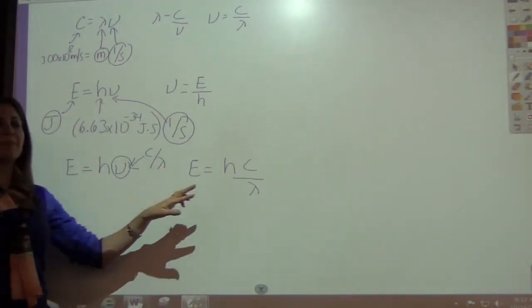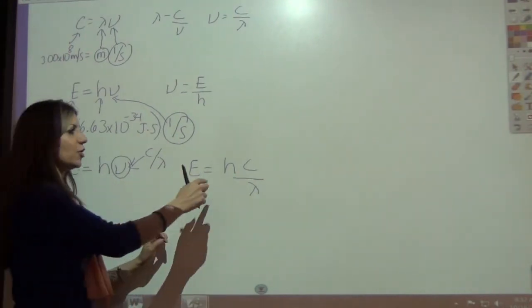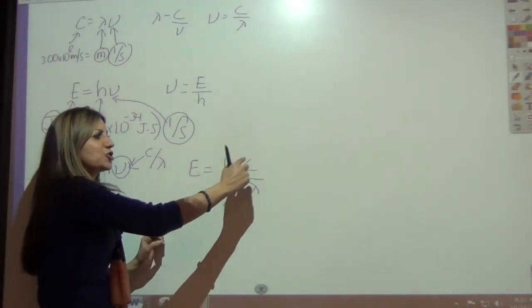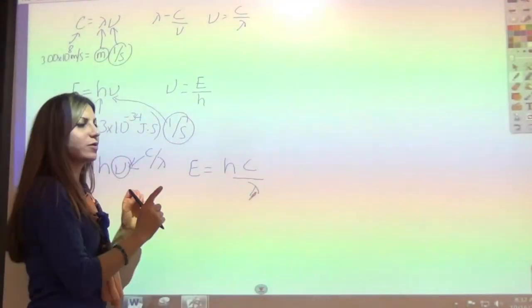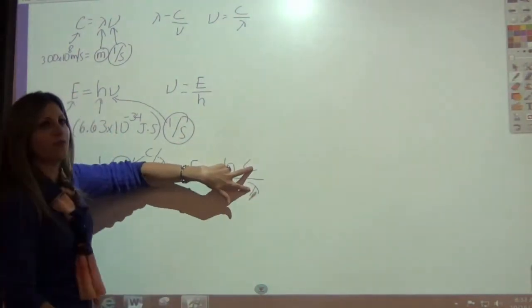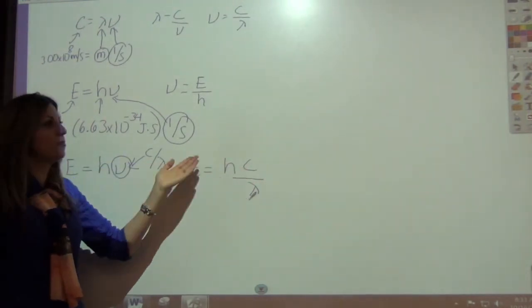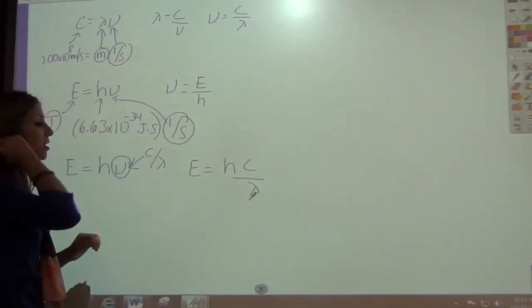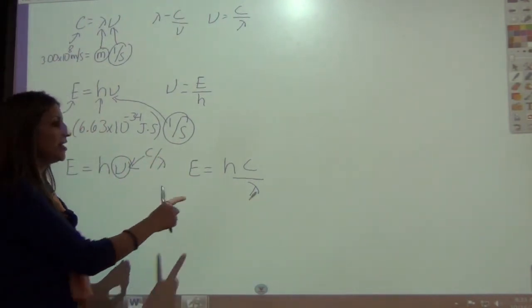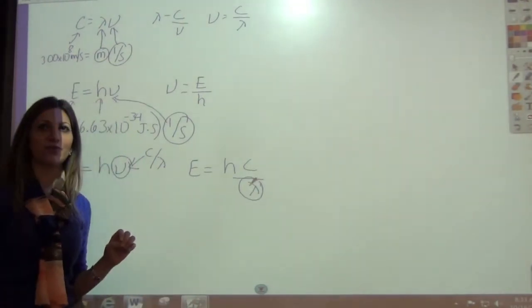Okay? And some people came up and said, Ms. Ismail, is it okay, can I do h times C and then divide by lambda? Yes. You do not have to do C over lambda and then multiply. You don't have to do that, okay? As long as you multiply and then divide, your order of operations are right and you're in good shape, okay?